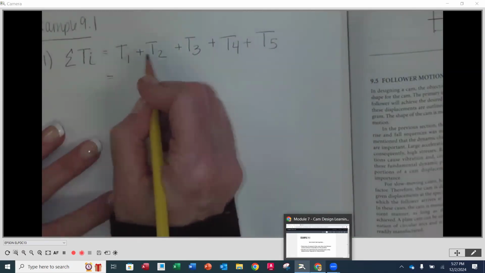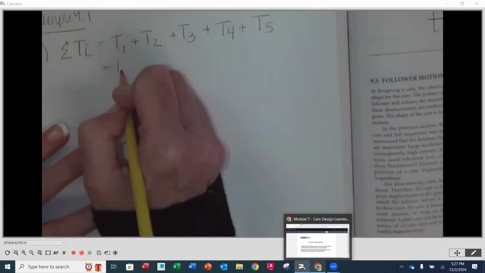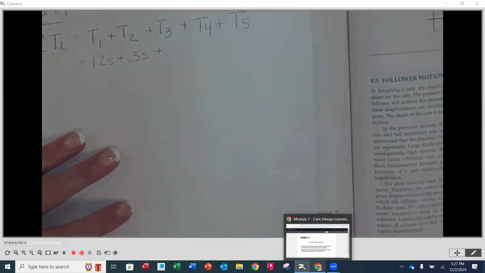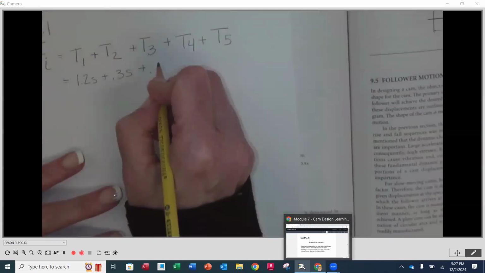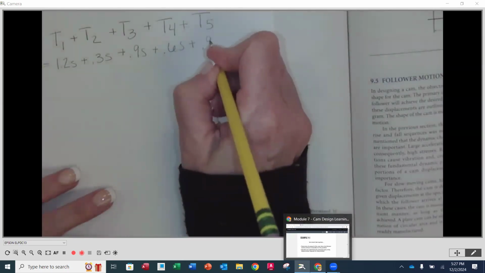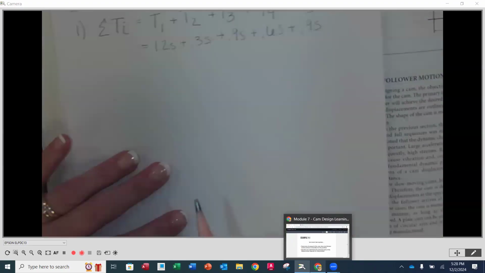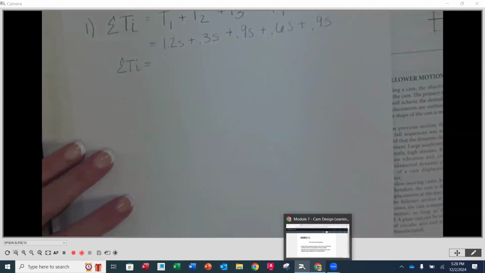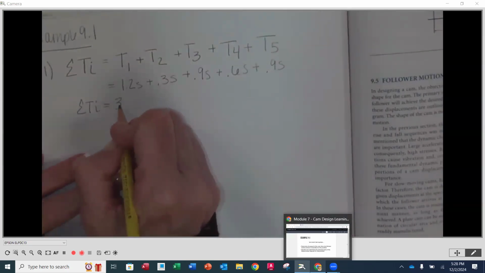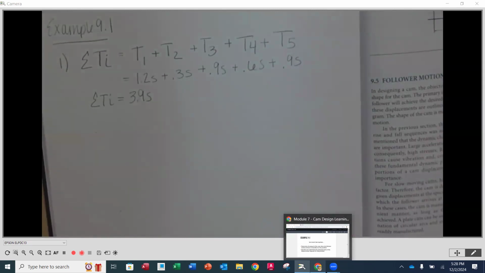Now we're going to take each one of the times associated with each one of those steps and add them together. So the first one is 1.2 seconds, plus 0.3 seconds, plus 0.9 seconds, plus 0.6 seconds, and the last one is 0.9 seconds. We add each one of those together, and our total time for one revolution, one cycle, is going to be, it looks like, 3.9 seconds. So make sure you get that same value.